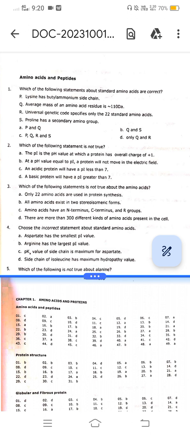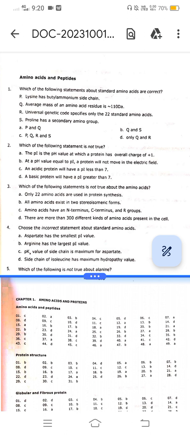Up to 49, I guess. Till that, we are going to talk about amino acids and proteins. Which of the following statements about standard amino acids are correct? P: Lysine has butyl ammonium side chain. Q: Average mass of an amino acid residue is about 110 Dalton. R: Universal genetic code specifies only the 22 standard amino acids. S: Proline has a secondary amino group.